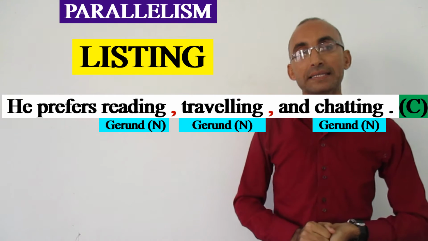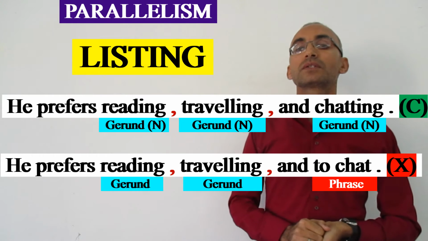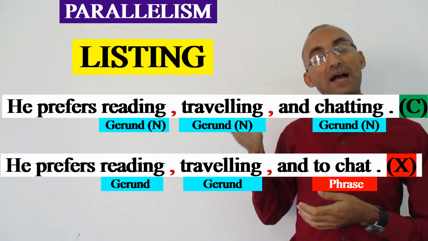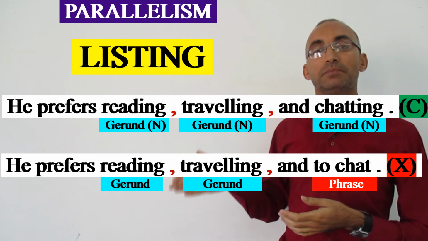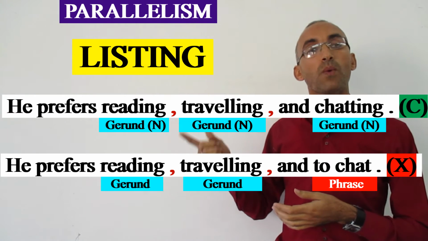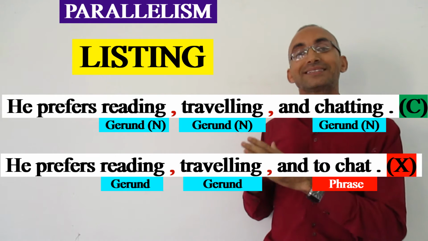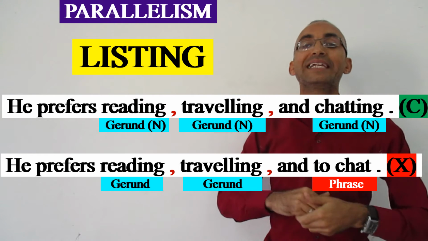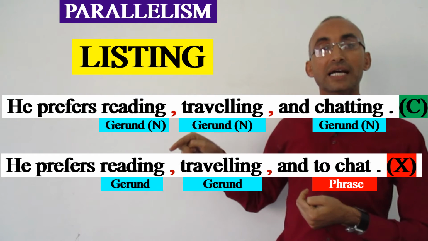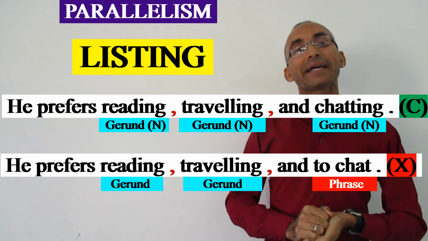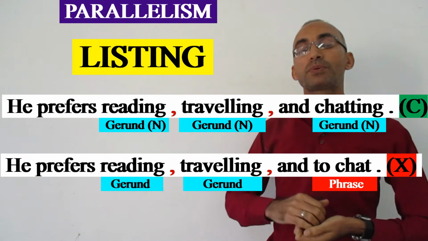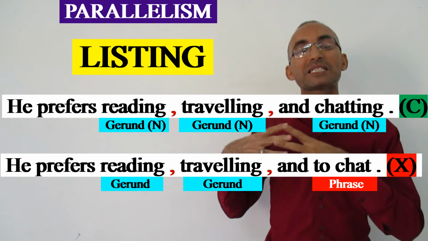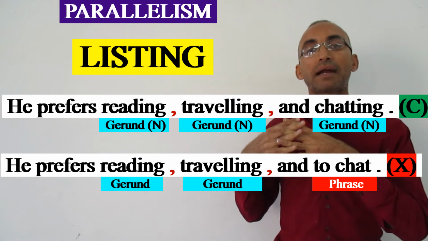But suppose that someone writes, he prefers reading, traveling, and to chat. Now here we have what we call faulty parallelism. One of the items in this list does not correspond to the grammatical structure or function of the other elements. That's why we have to turn "to chat" to the stem plus -ing, a gerund, like the two previous elements in the list, because all of them are related and must be parallel, I mean similar in structure.